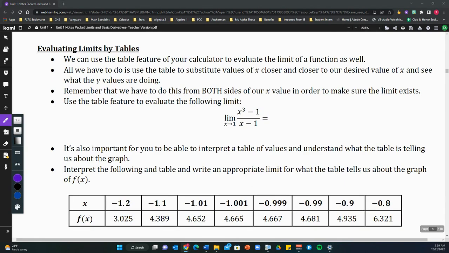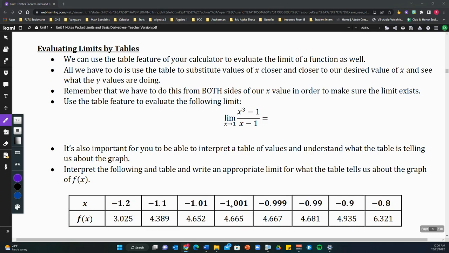All right, now we're going to talk about how we can evaluate limits using tables. A lot of times you're going to be given a table of values. Every once in a while you may be asked to use the calculator's table feature to evaluate limits. So I'm going to walk you through both just so you know how to do it both ways. But the table process is fairly straightforward. It's really just a matter of looking at, as x gets closer to my value on both sides, what the y values are doing. And that's really all there is to it. It's not an overly complicated process.